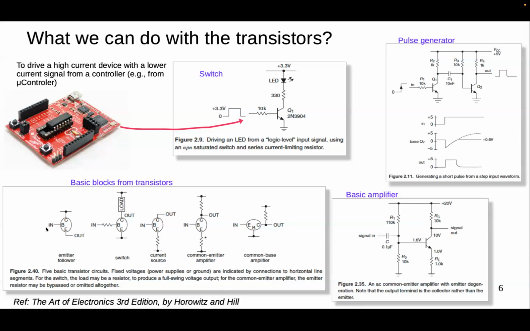The same voltage from the input to the output, but higher current, for example, some switch, source current, another type of amplifier, common emitter, and common base amplifier. So different configurations for an amplifier and uses of the transistor. They're like small building blocks to create some amplifier.